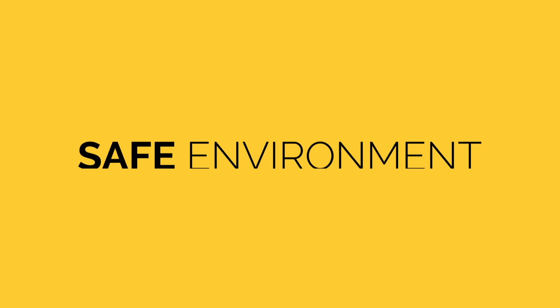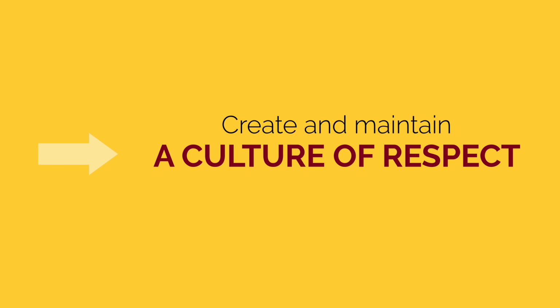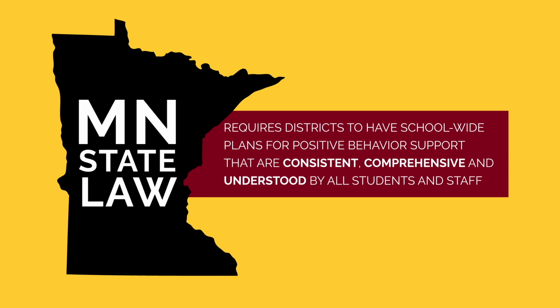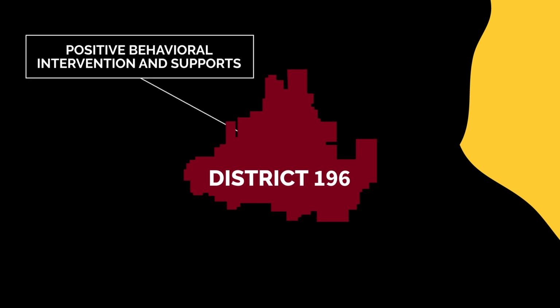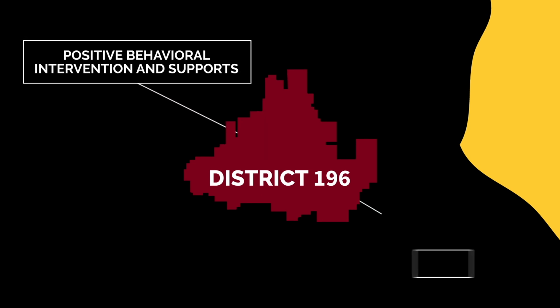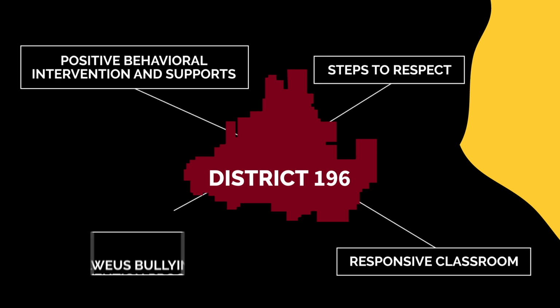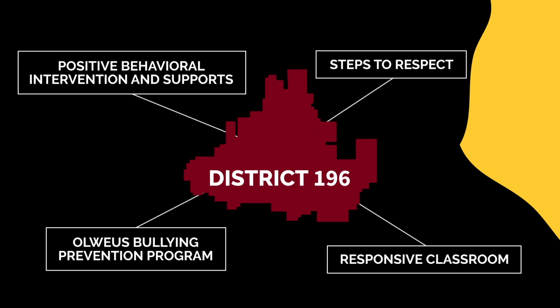In order to provide a safe environment free from threatening situations, we must create and maintain a culture of respect in all of our schools. State law requires districts to have school-wide plans for positive behavior support that are consistent, comprehensive, and understood by all students and staff. Additionally, schools must implement and teach bullying prevention curriculum as a part of positive behavior support program. In District 196, we use programs like Positive Behavioral Intervention and Supports, or PBIS, Responsive Classroom, Steps to Respect, and the Olweus Bullying Prevention Program.